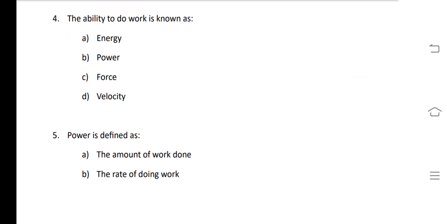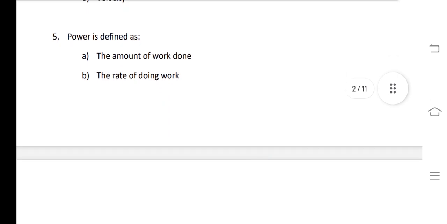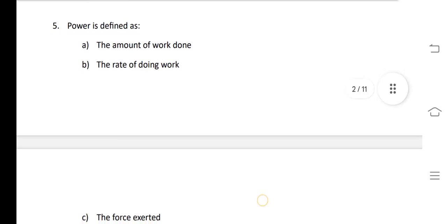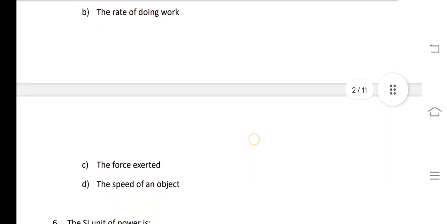Our next question is: the ability to do work is known as power, and power is given by work done divided by time, also called the rate of doing work. So our next question is about power. Power is defined as the rate of doing work. So the answer of question number 5 will be option number B.